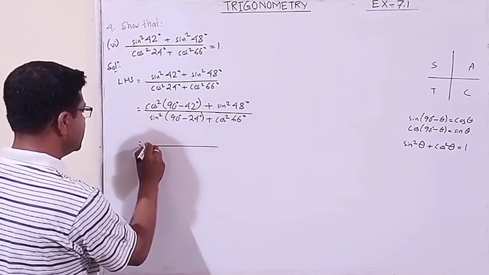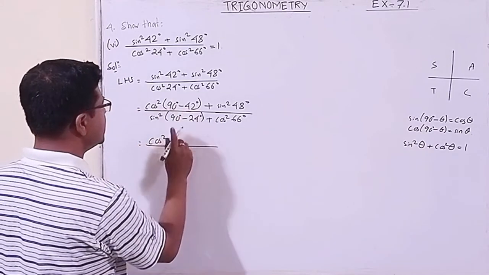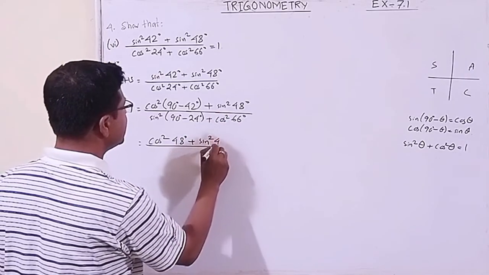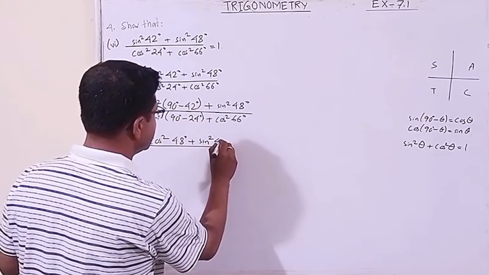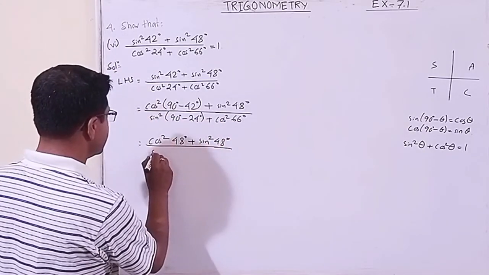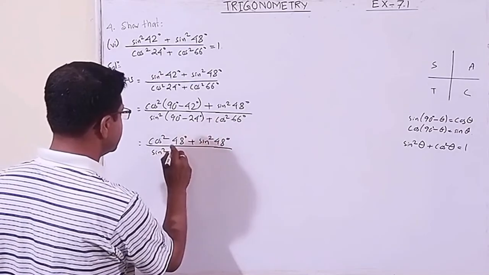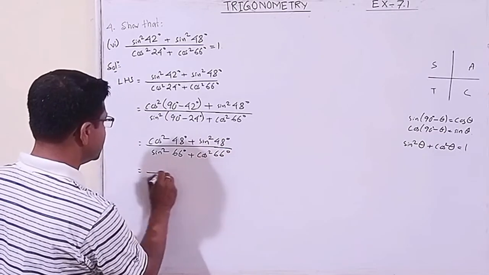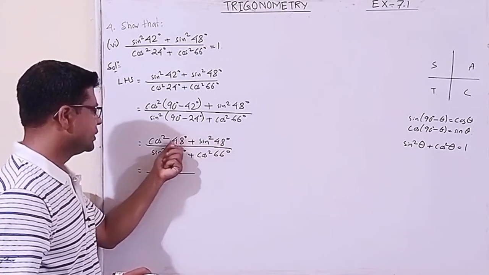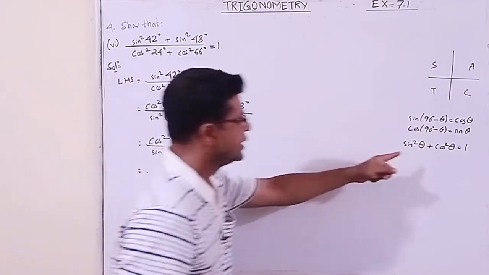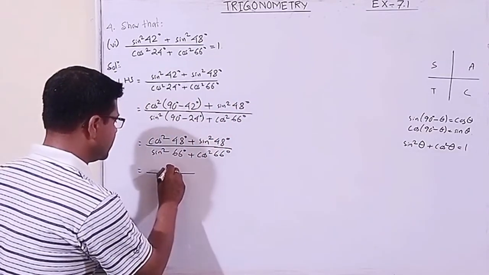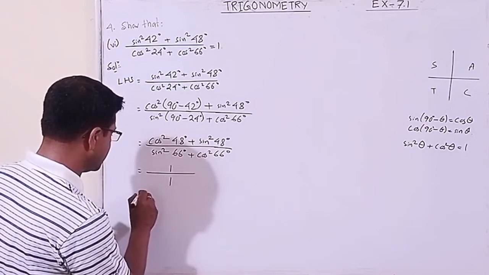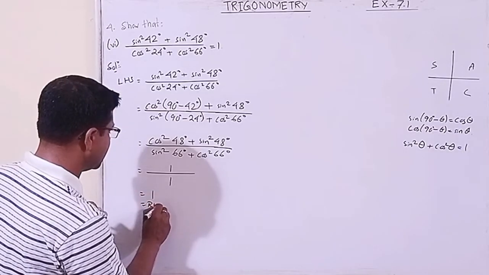Now nothing to do, you see cos square of 90 minus 42 is 48 degree. This is the same sine square. Here we are just adding, nothing else. That means sine square of 90 minus 24, that is 66 degree, and cos square 66 degree. Now whenever the angles are same, sine square 48 plus cos square 48, sine square theta plus cos square theta, that is 1. Sine square 66 plus cos square 66, if the angles are same, their sum is 1. So 1 plus 1 is 2. This is the right hand side.